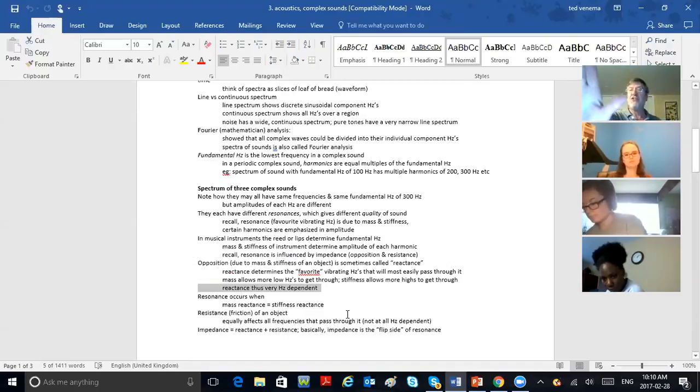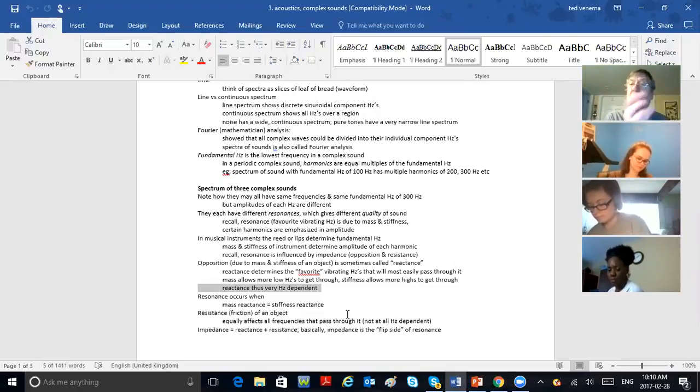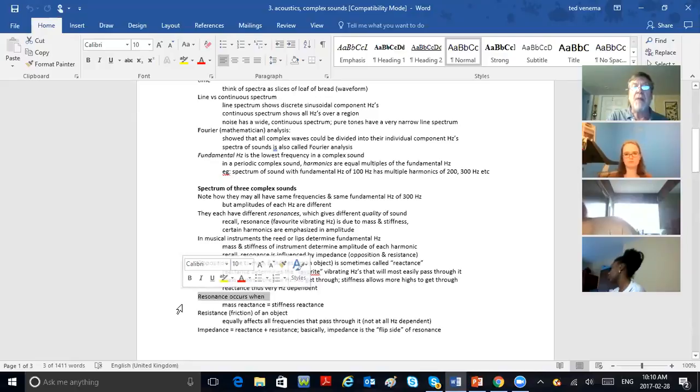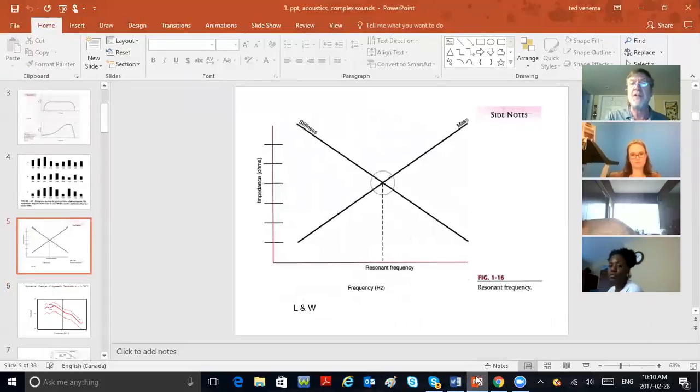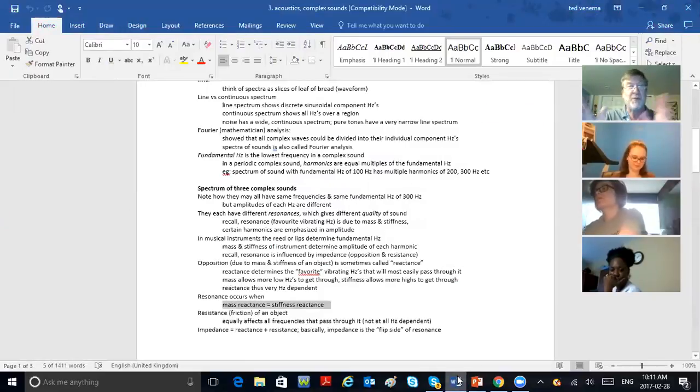Reactance is the opposition due to mass or the opposition due to stiffness, and that determines what sounds will resonate with an object. Resonance occurs when mass reactance equals stiffness reactance. Where have you seen that before? In your textbook, Lass and Woodford. When the opposition due to mass and the opposition due to stiffness are the same in any object, that shall be the resonant frequency. All right, I'm not making this up. I'm no physicist. I'm just reading your text.